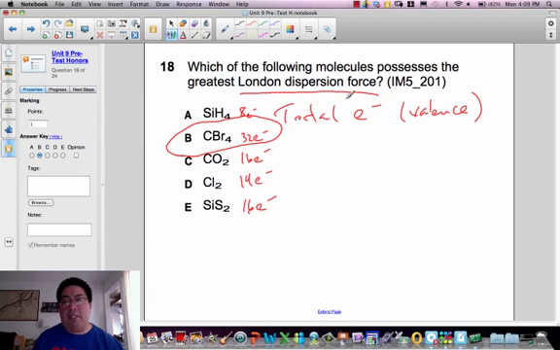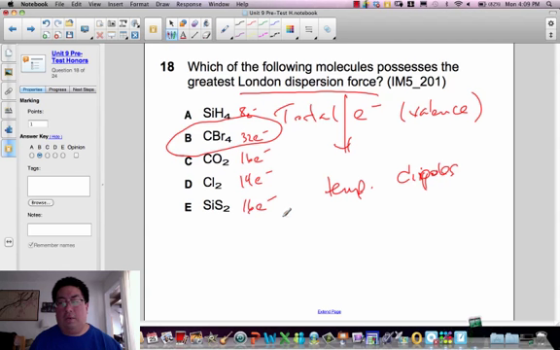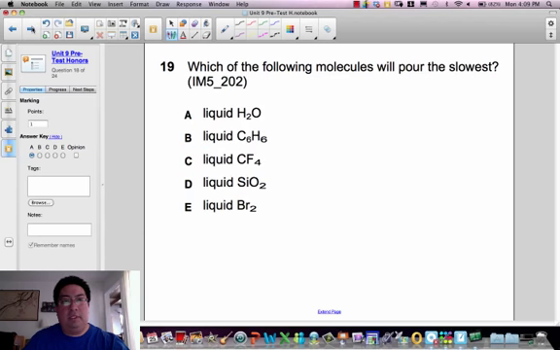Because think about it. Remember, London dispersion forces are temporary dipoles. And this is due to the random movement of electrons within the molecule. So the more electrons you have in the valence, the greater likelihood you're going to have more temporary dipoles.